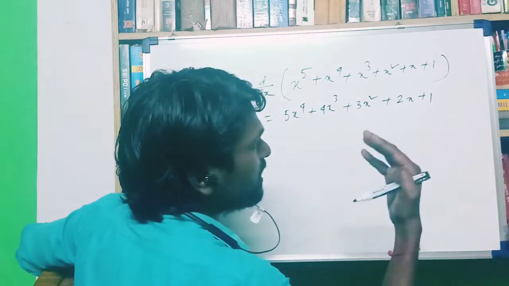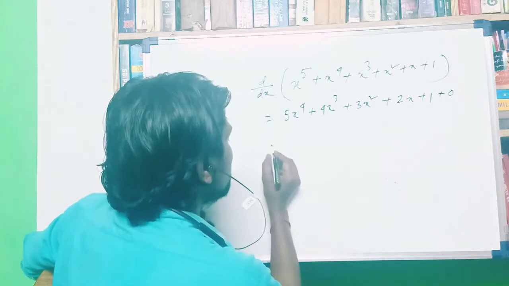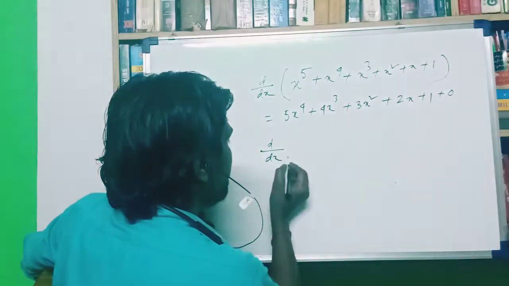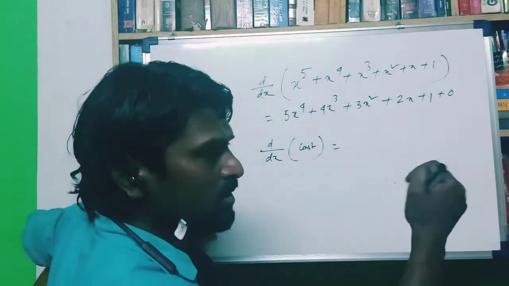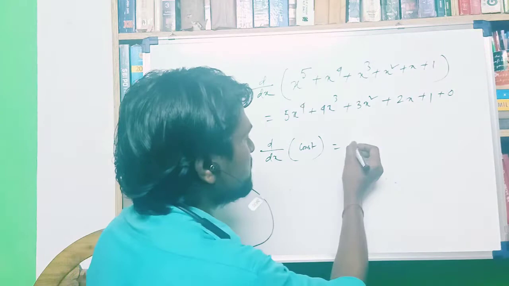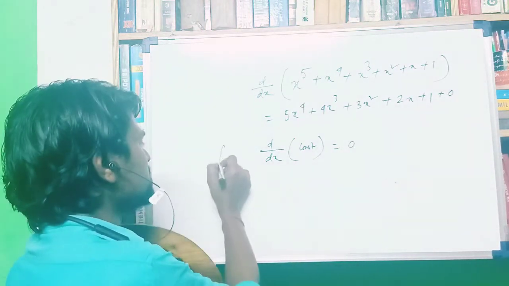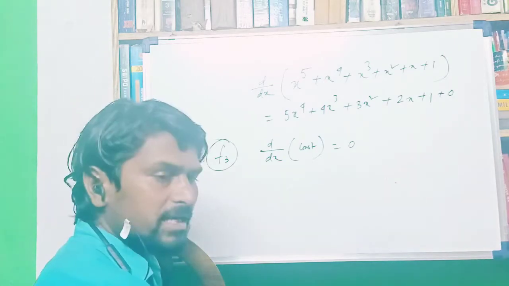d/dx of x means 1, and d/dx of 1 means 0, because the differentiation of a constant is 0. If there is a constant and you are asked what the differentiation of this constant is, then it is 0. So this is the third formula, formula number 3: d/dx of constant equal to 0.